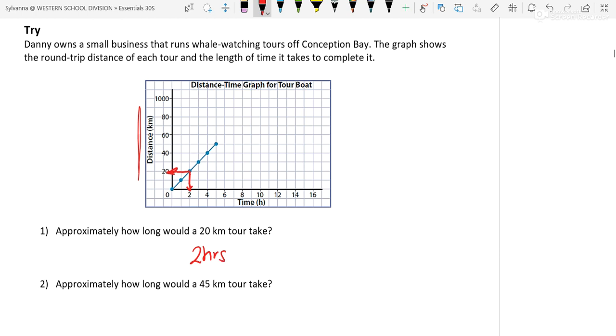Now, how long would a 45 km tour take? Well, in between the 40 and the 60 would be a 50. So if I'm looking for a 45, that should be in between here. Moving along, hit the graph, and I go down and look at my x-axis. It should be about 4.5 hours.